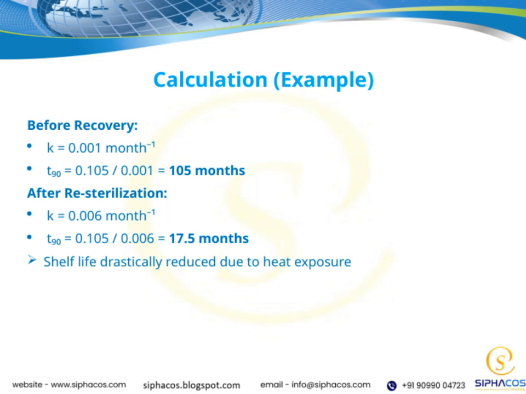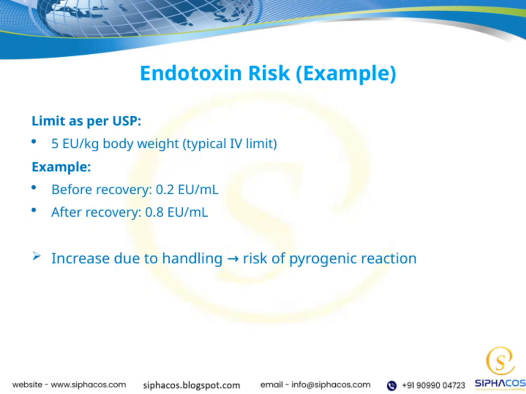This example highlights why maintaining optimal sterilization conditions is so crucial for preserving product stability over time. Let's take a closer look at endotoxin risk, using this example to illustrate the key points. According to the USP, the limit for endotoxins in typical IV products is 5 EU per kilogram of body weight.